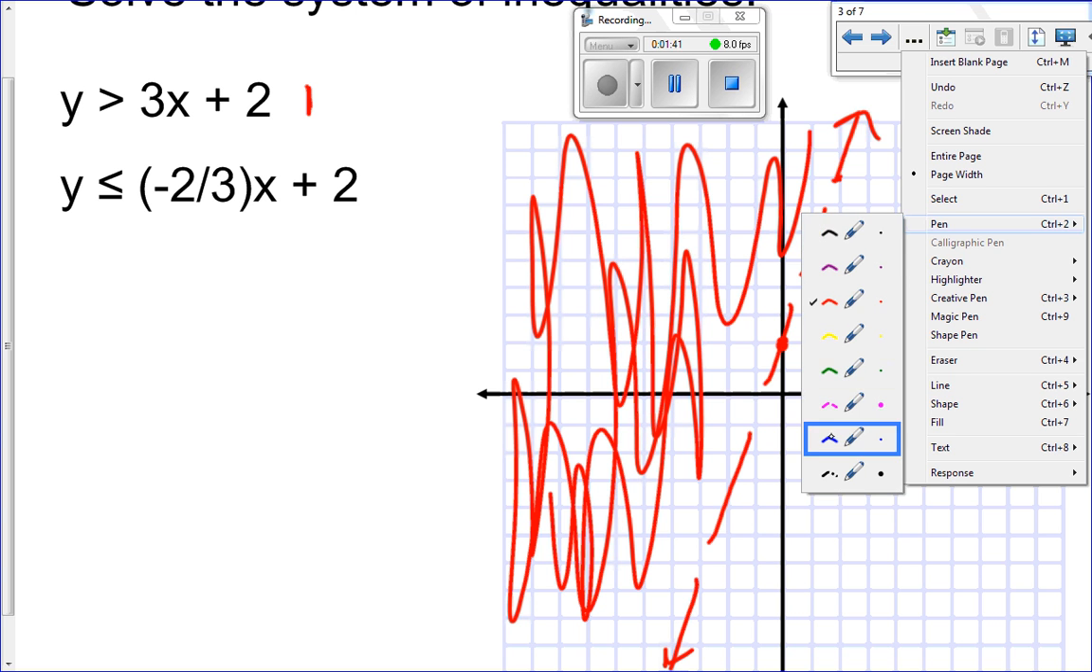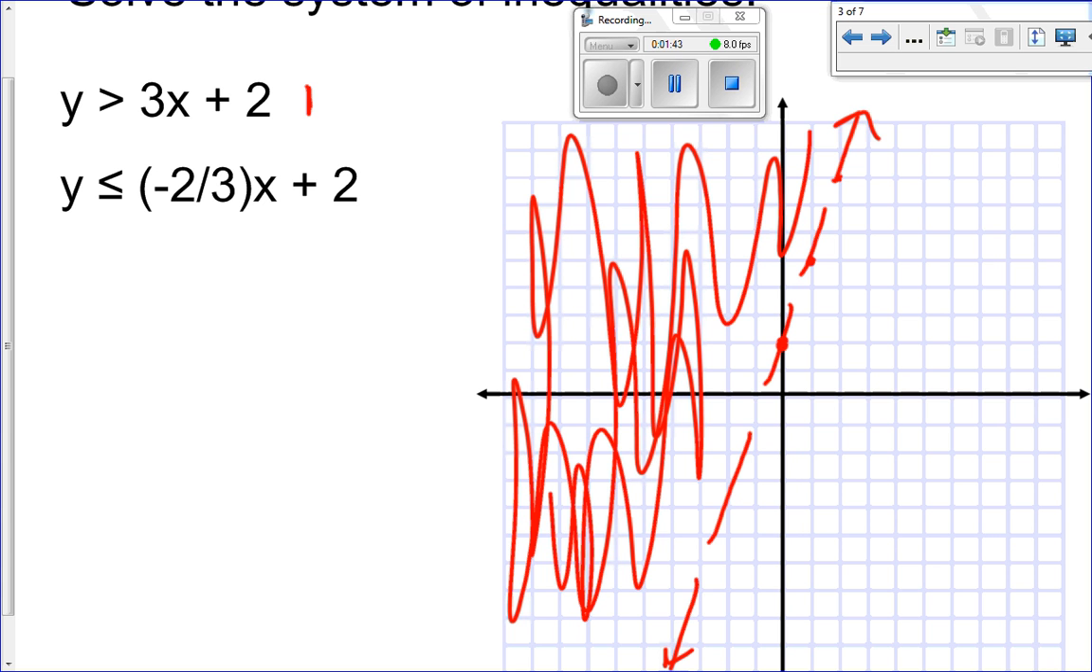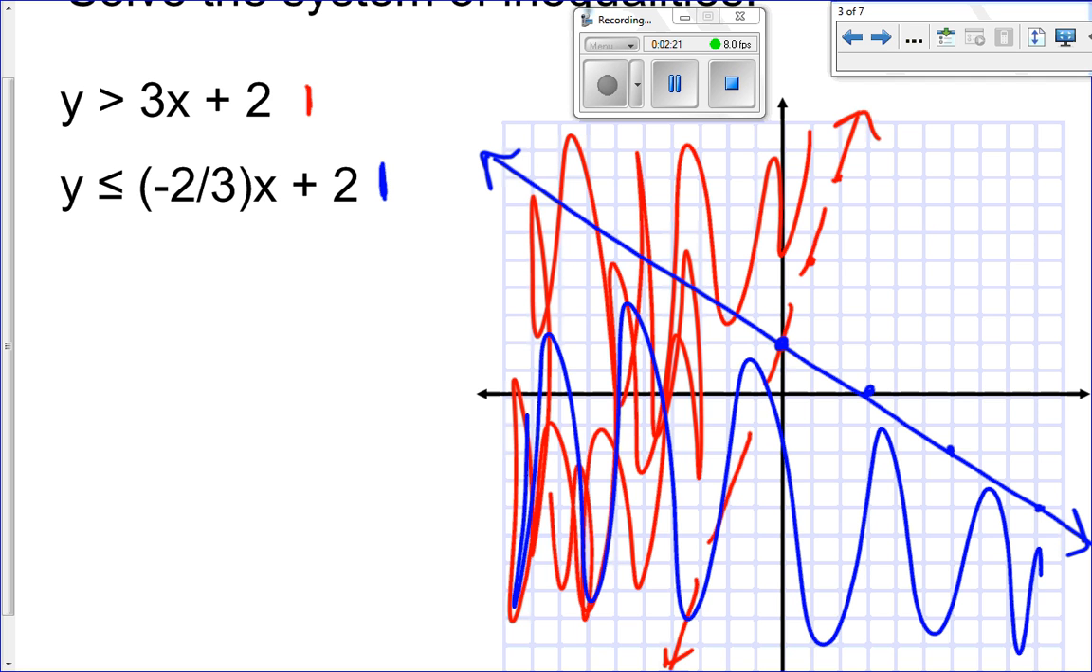Now I'm going to look at my second equation. My second equation is y is less than or equal to negative 2/3 x plus 2. So I'm going to do this one in blue. The y-intercept's at 2, and the slope is negative 2/3. So I'm going to go down 2 and to the right 3, down 2 to the right 3. This inequality sign is less than or equal to, so the equal to tells me I'm going to make my line solid. And the inequality sign says less than or equal to, so it's everything below the line.